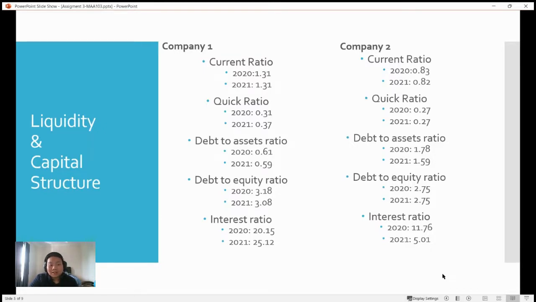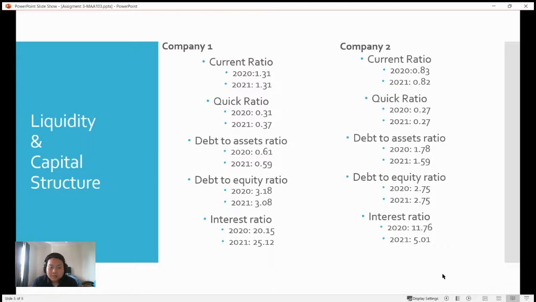Now we're gonna talk about liquidity and capital structures. So we're gonna do current ratio on company one and two. What is current ratio? Current ratio is the liquidity to pay its short-term debt. As you can see, for current ratio company one does a lot better than company two.